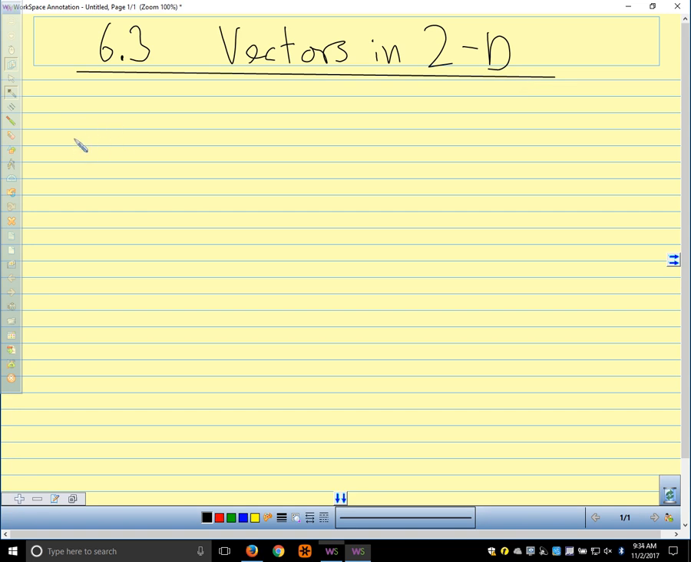So, the idea of a vector is that it's something that has magnitude and direction. It's not enough to just say we have 25. We want to say we're traveling 25 miles an hour and we're going that direction. Because 25 miles an hour that direction is different than 25 miles an hour that direction. So we want to keep track of the direction. So a vector is a quantity that has magnitude and direction.